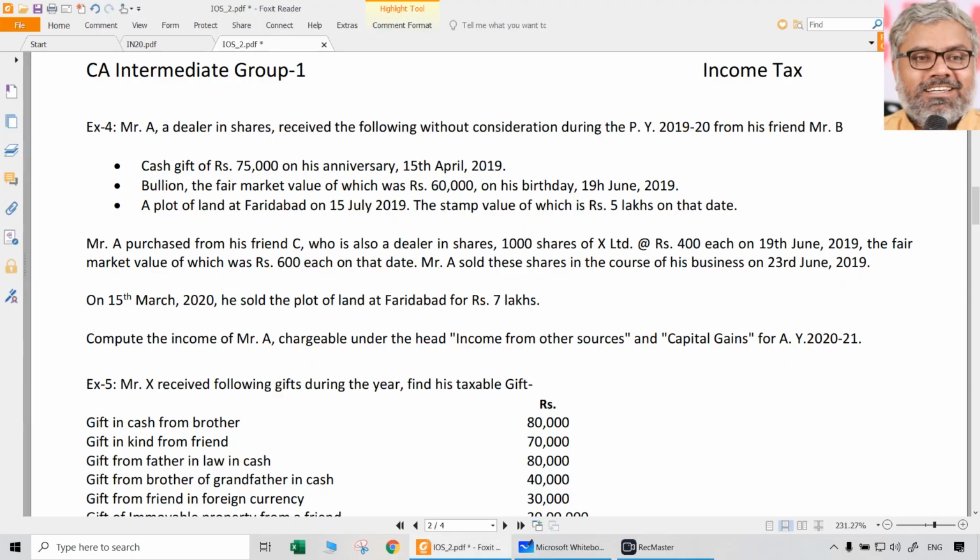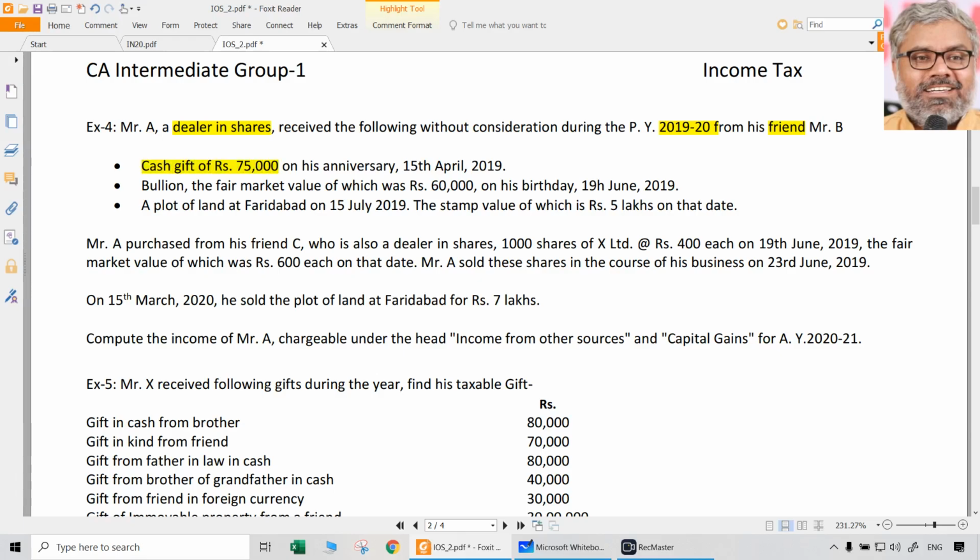Mr. A is a dealer in shares, and received the following without consideration during the previous year 1920. First of all, he is a dealer in shares. That means shares will be his stock in trade. That we should first identify. And he received all these things in the previous year from his friend, be whoever it is. Friend, not relative. If relative, there is nothing for us to calculate because nothing will be taxable. So because of gifts received from a friend, we have to check whether they are taxable or not. Look at them one by one.